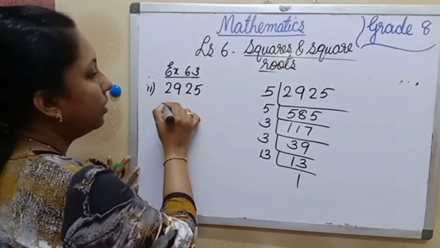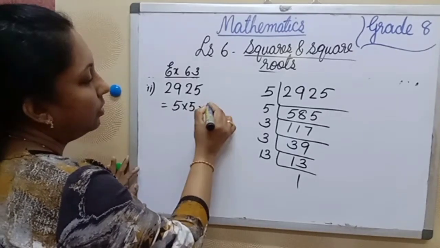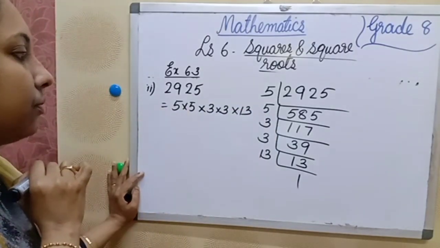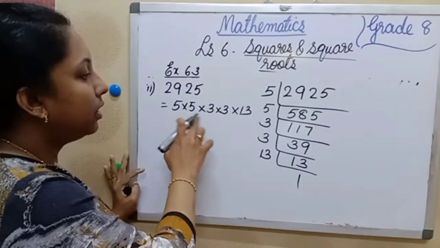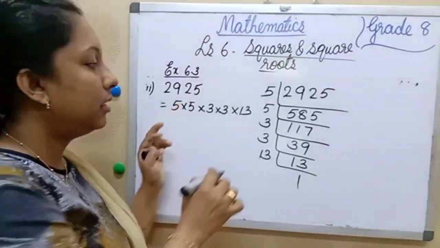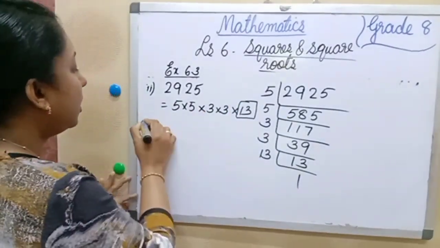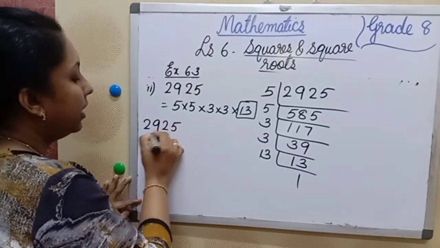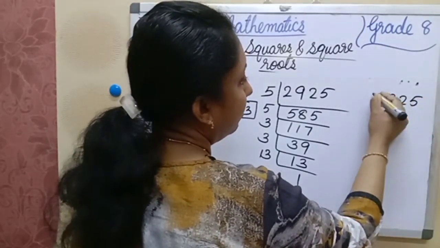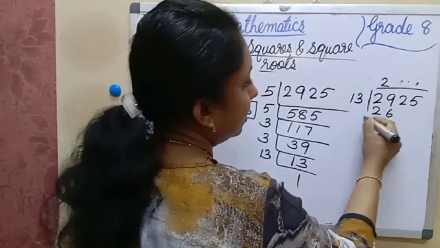Okay, so 5 into 5 into 3 into 3 into 13. So which number do we have to divide? Obviously 13. Except 13, the rest are all in pairs. So 2925 divided by 13. We have to divide. 13 twos are 26.